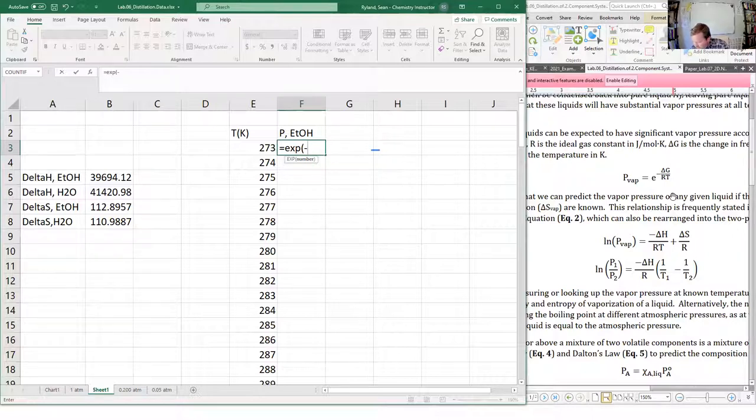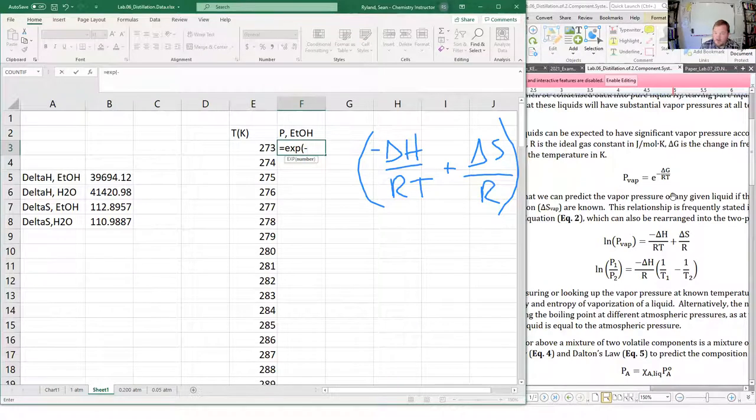So we're trying to rewrite negative delta H over RT plus delta S over R. All of that is going to be inside our parentheses here. So delta H for ethanol is a constant. It's written over here. And then the bottom half of our equation is R times temperature, and R in energy units is 8.314 times our temperature cell. So when we copy and paste this, we want the temperature to change when we copy and paste it. We want all of them to reference the temperature right next to it.